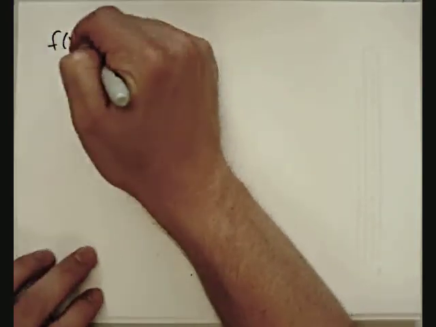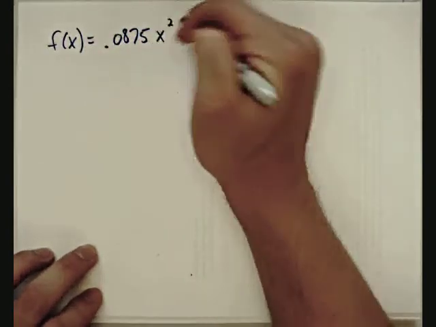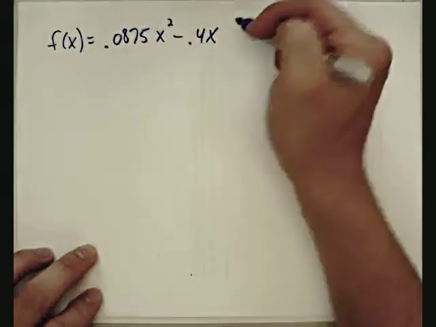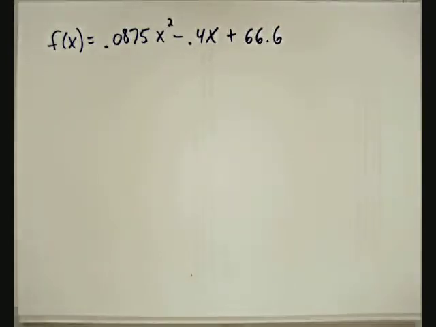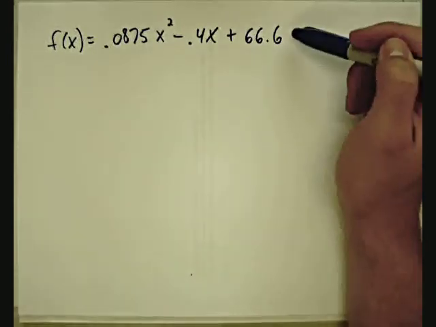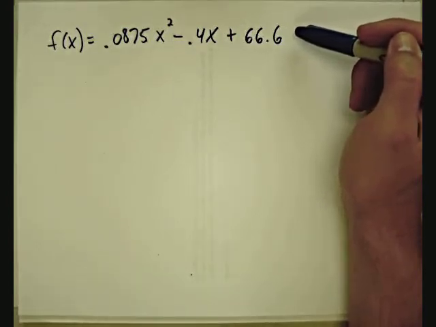Now let's look at a couple of inequalities involving polynomials that will be application problems. First, example 4: a car's stopping distance in feet traveling at x miles per hour is modeled by f of x equals 0.0875x squared minus 0.4x plus 66.6. Where this kind of function would come from is you would take some data for different speeds and the stopping distance required for the car, and you could fit an equation that matches those data points.